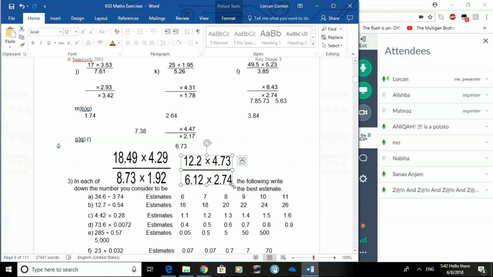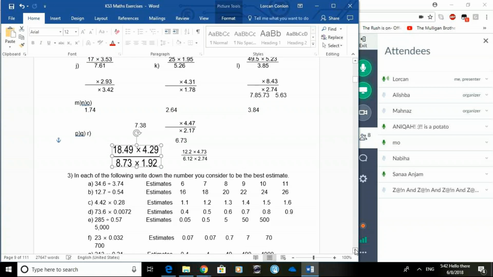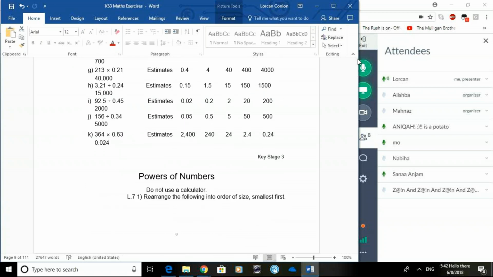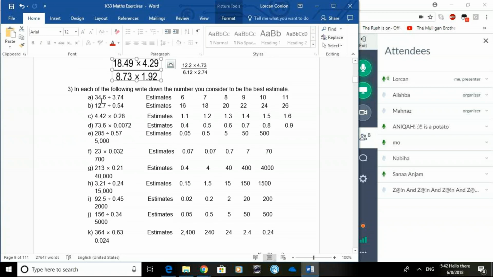Okay, good. I'm just going to do one more exercise on estimates, I think, and then we'll move on. We'll do one last exercise next on estimates. So this will just be a wee quick one to finish. So I'll go through the first one. 34.6, I'm going to round that to 35. So it's 35 divided by 3.74, and I'm going to round 3.74 to 4. So it's 35 divided by 4, okay?